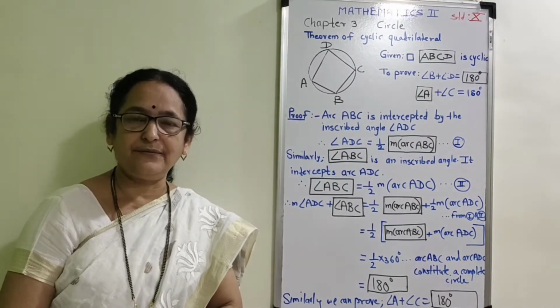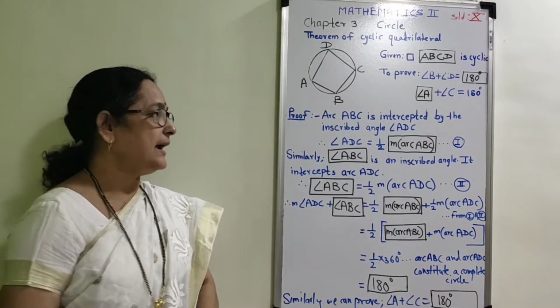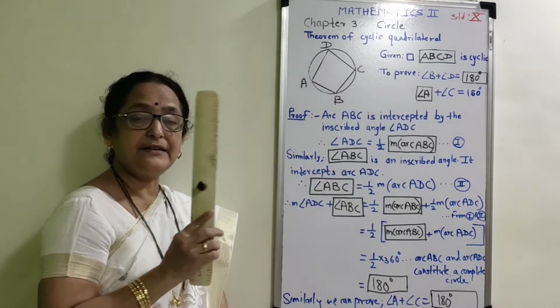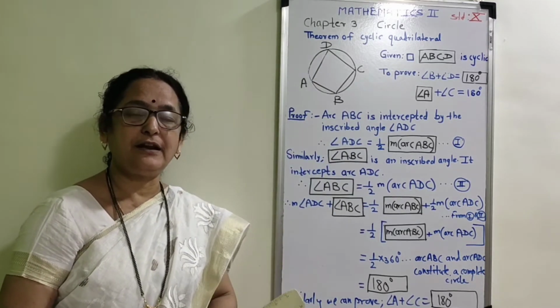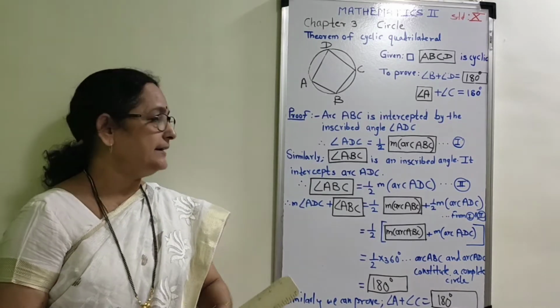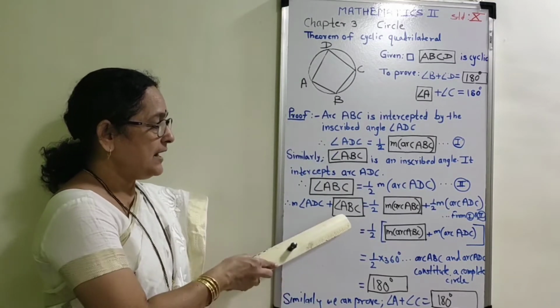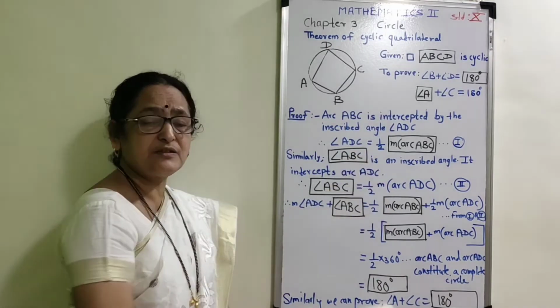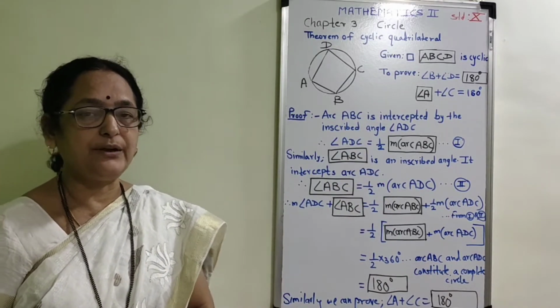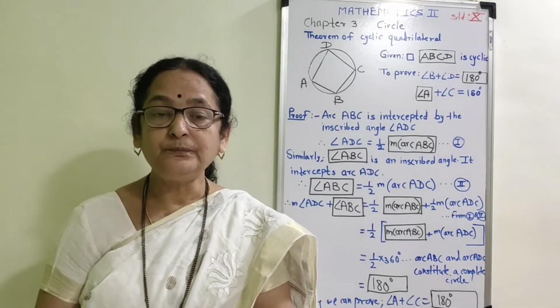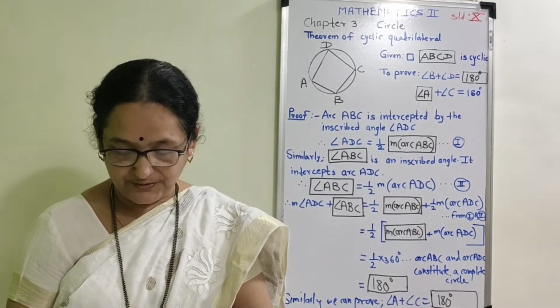First of all, write the definition of a cyclic quadrilateral, and then write the statement of the theorem that opposite angles of a cyclic quadrilateral are supplementary, and then write the entire proof. Be careful, write the brackets also, then you can easily understand what you are going to write here. Now we are going to complete the next topic.